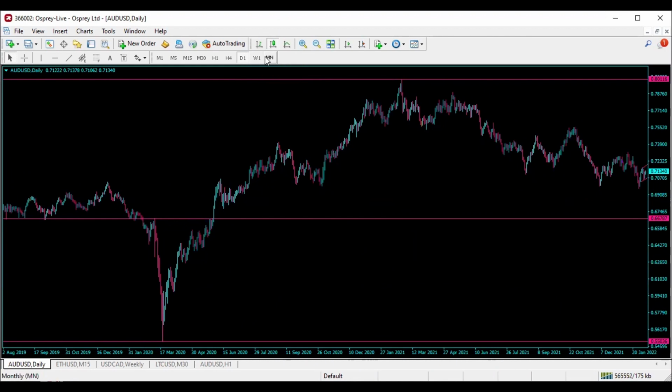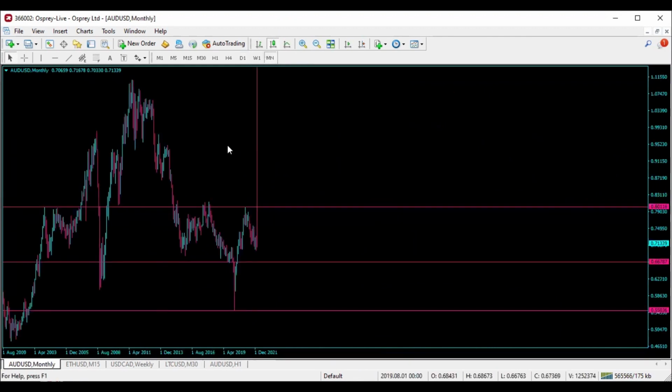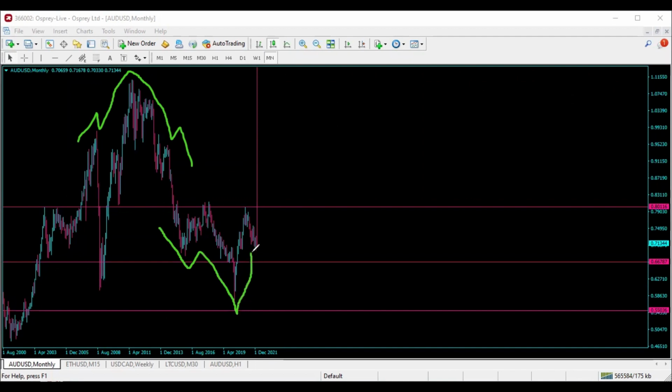If I start out on the monthly chart, it is very easy to see that, to some, that right there is a head and shoulders pattern. Then again, there is an inverted head and shoulders pattern coming in here. It all depends on how you see it.